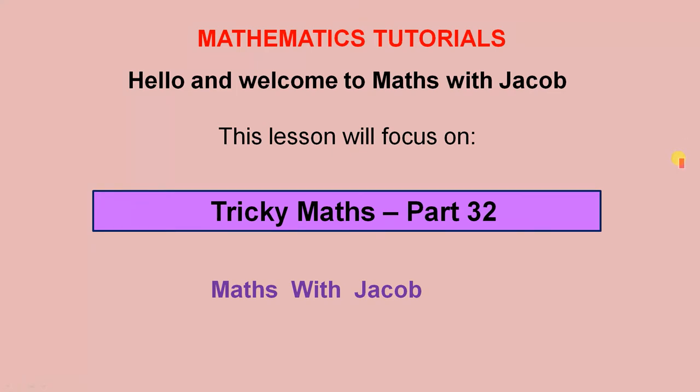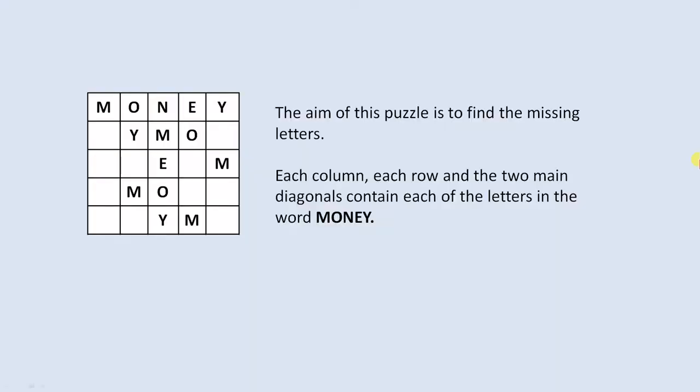This lesson will focus on Tricky Maths Part 32. The aim of this puzzle is to find the missing letters. Each column, each row, and the two main diagonals contain each of the letters in the word money.